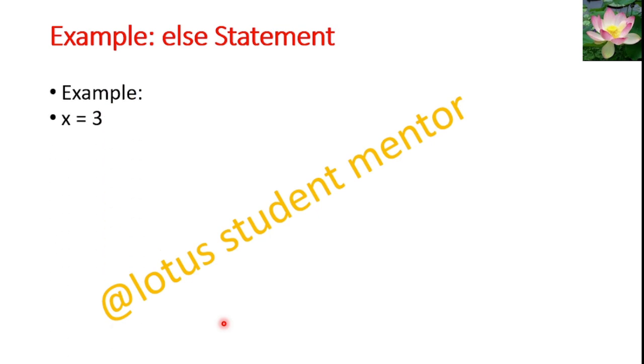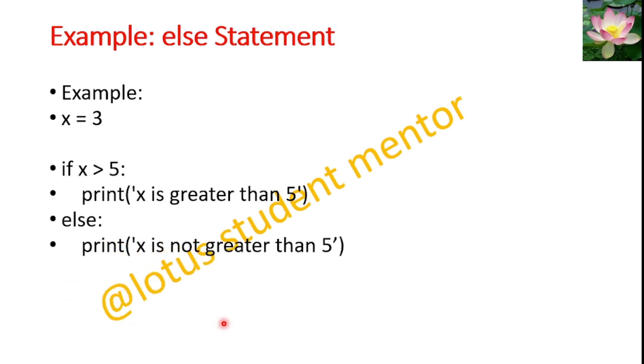The example: x equal to 3. The variable x is assigned the integer value 3. If x is greater than 5, is it true? Then it is false. It is not true, so go to else. In the else case, print x is not greater than 5. That means here the x value 3 is not greater than 5. The output becomes what? The output is x is not greater than 5.